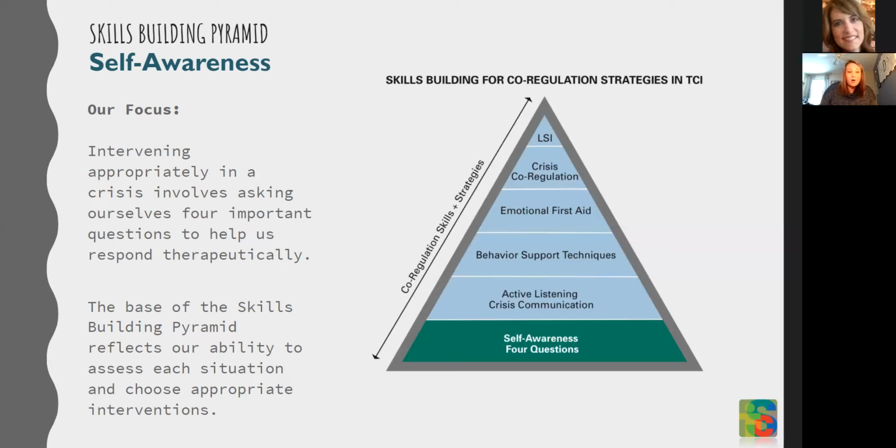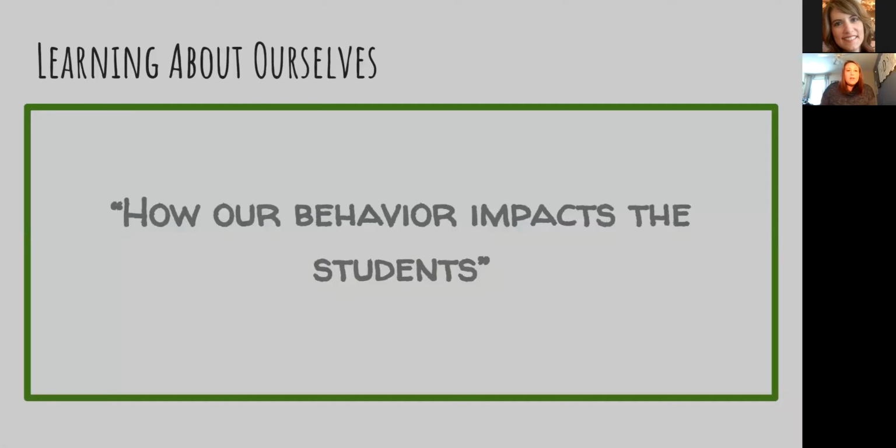Am I being helpful or hurtful, right? That's what I tell my own kids. Was that helpful or hurtful? So thinking about that and really flipping that script to be able to help us respond therapeutically. So we're going to really look at learning about ourselves, because we say that we need to be self-aware, but we have to learn about ourselves a little bit to be able to know how to be self-aware and check in. So how our behavior impacts the students.